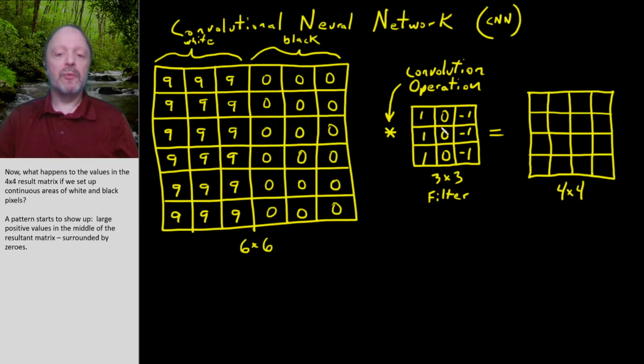So what happens now when we run this filter using the convolution operator onto our matrix? What do we get? Well, we get something that looks a little strange. If I put this over on this, I'll again highlight, it's going to start right here, right?